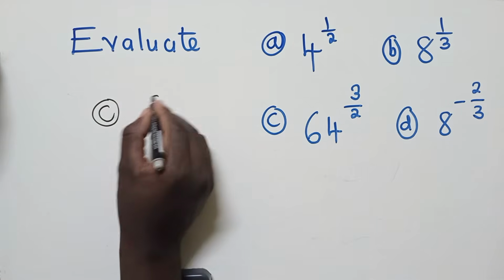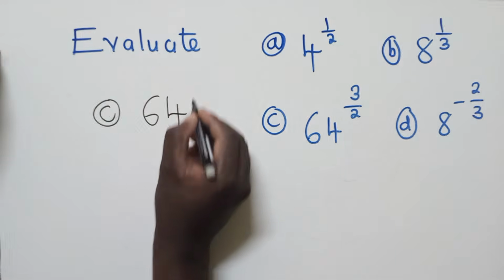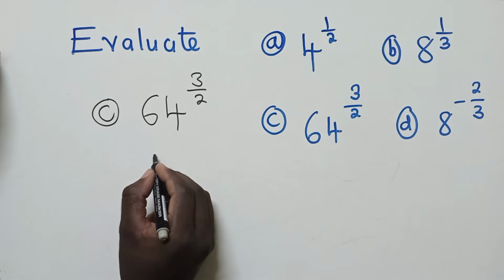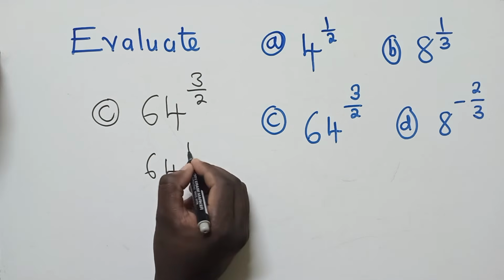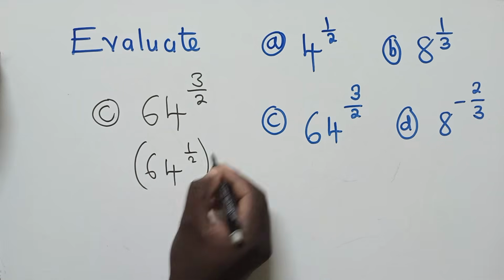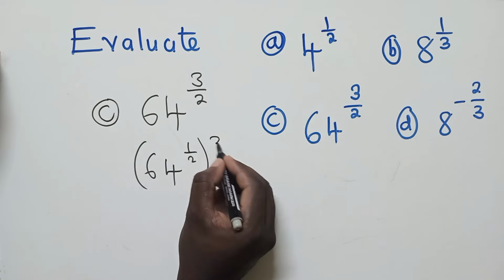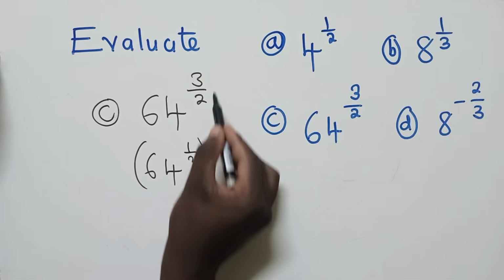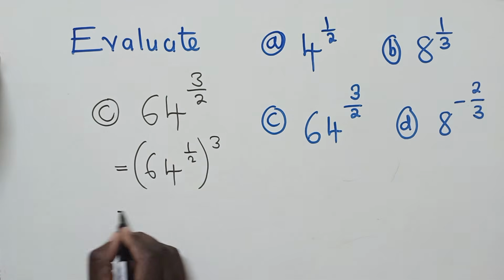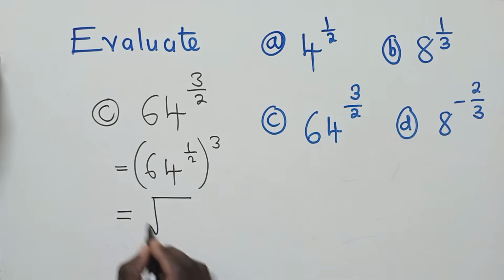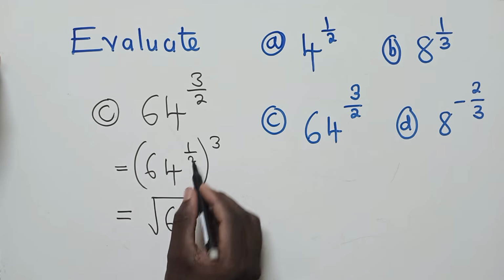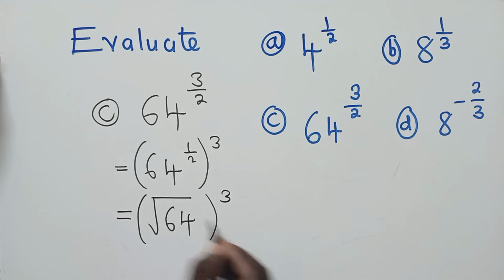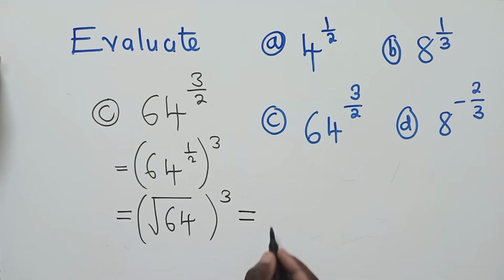Question C, we have 64 power 3 over 2. So this is the same as 64 power 1 over 2 multiplied by or raised to 3 there. Okay, this 3. This is the same. What I've written here is the same as what is here. So now the next thing here will be to find the square root of 64. We know that power 1 over 2 is a square root and a power 3 there.